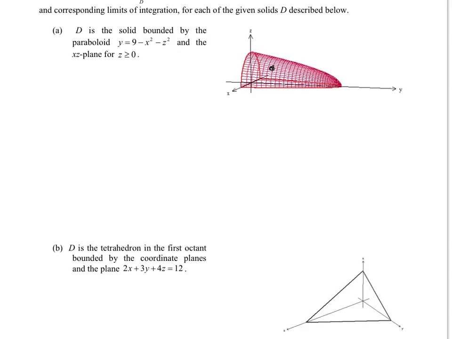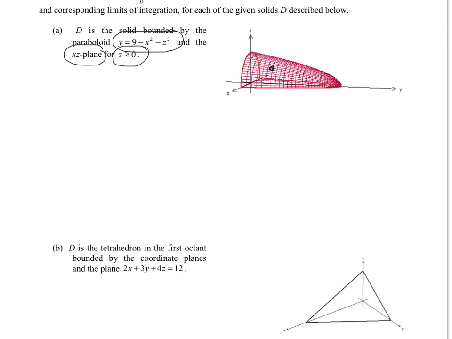So in this case, well, let's look a little more closely at what we're dealing with here. We have the paraboloid y equals 9 minus x squared minus z squared. That's obviously the red surface that you're looking at. But we're also considering the xz plane as a boundary. So only the portion of this paraboloid that lies to the right of the xz plane. And we're also considering the xy plane as a boundary. So the condition z greater than or equal to 0 means that we have to be on or above the xy plane.